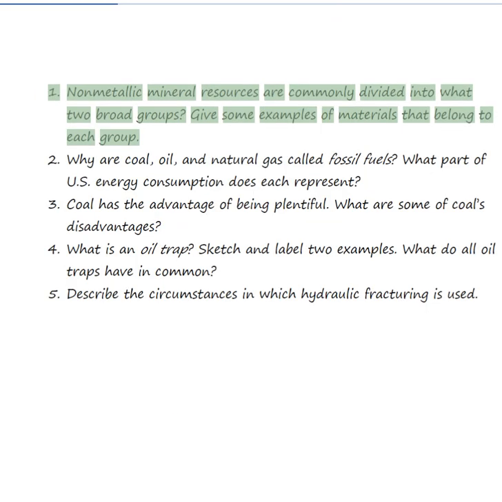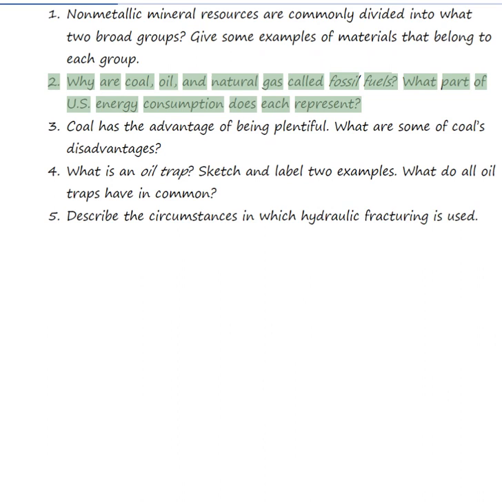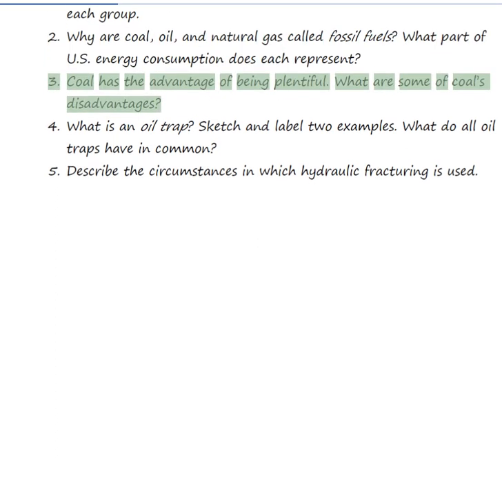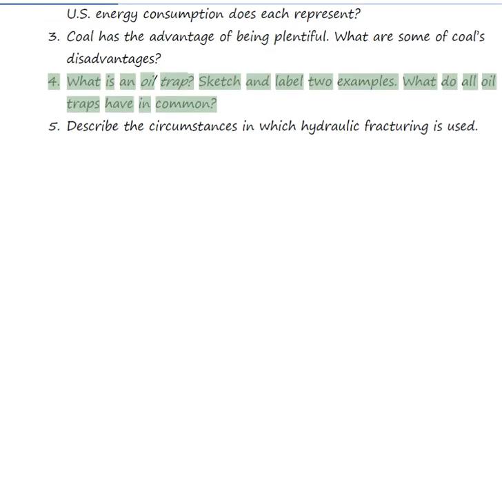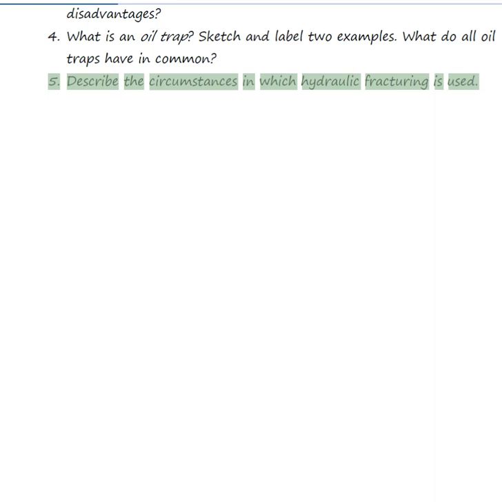1. Non-metallic mineral resources are commonly divided into what two broad groups? Give some examples of materials that belong to each group. 2. Why are coal, oil, and natural gas called fossil fuels? What part of U.S. energy consumption does each represent? 3. Coal has the advantage of being plentiful. What are some of coal's disadvantages? 4. What is an oil trap? Sketch and label two examples. What do all oil traps have in common? 5. Describe the circumstances in which hydraulic fracturing is used.